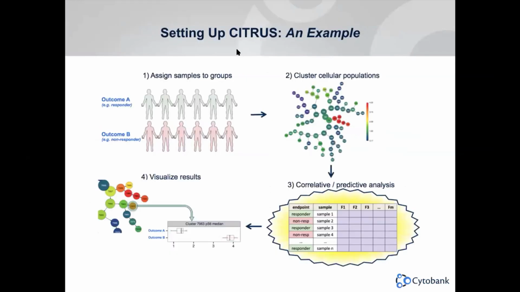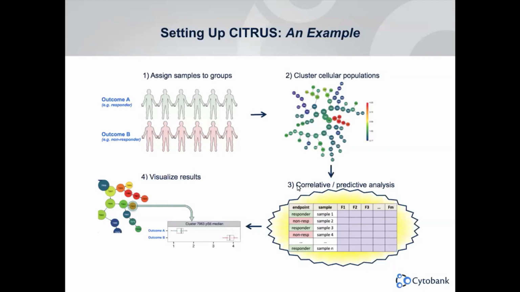Here's an example showing the setup of Citrus. First of all, you need to have at least two groups to start with. Assign your samples to different groups based on different outcomes or endpoints, like responders or non-responders. Then you run Citrus to identify clusters of phenotypically similar cells in all samples. And once the clusters are identified, we'll start to characterize the biological features of those clusters on a per sample basis.